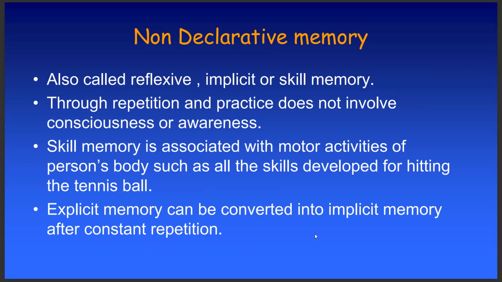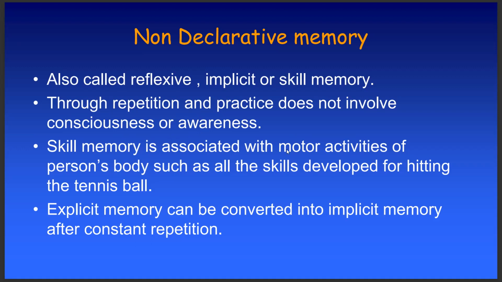Skill memory is also known as reflexive memory and implicit memory. All these three names can be used for non-declarative memory. It is known as skill memory because this memory is formed because of repetitive activity. When that activity is exhibited again and again, it becomes memorized in the brain, which we call skill memory, implicit or reflexive memory, or non-declarative memory. Through repetition and practice, it does not involve consciousness and awareness. When the person has become well practiced in that activity, there is no need of awareness and consciousness in doing it.